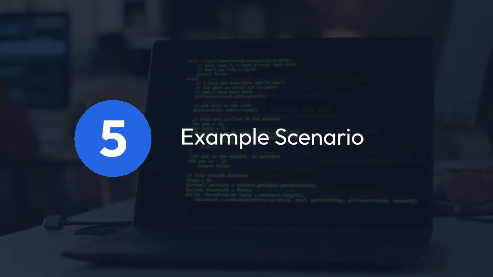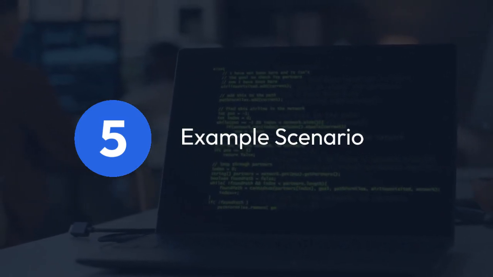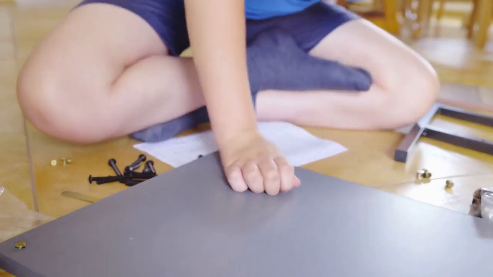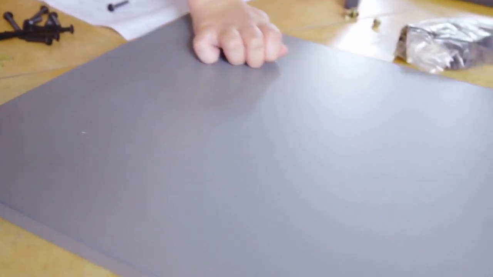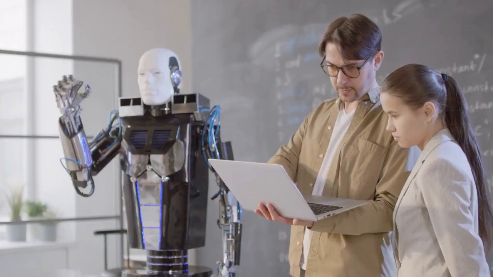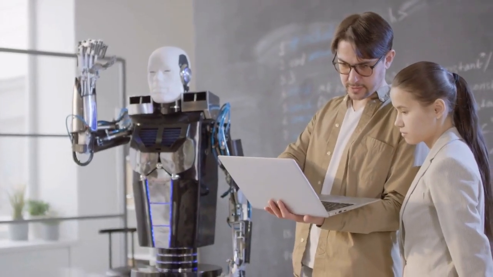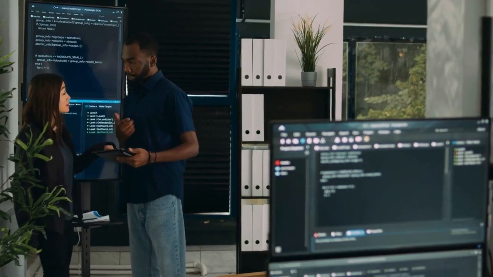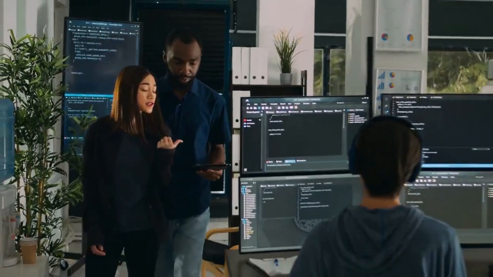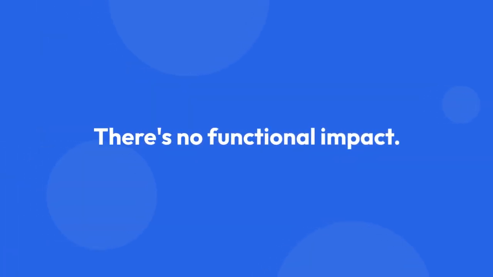5. Example scenario. Imagine you're working on a configuration file for a web server. Whether you use config.yaml or config.yml, the contents, the YAML data defining the settings, will be identical. The only change is the file name extension. The software processing the file should interpret it correctly regardless of which extension is used. There's no functional impact.